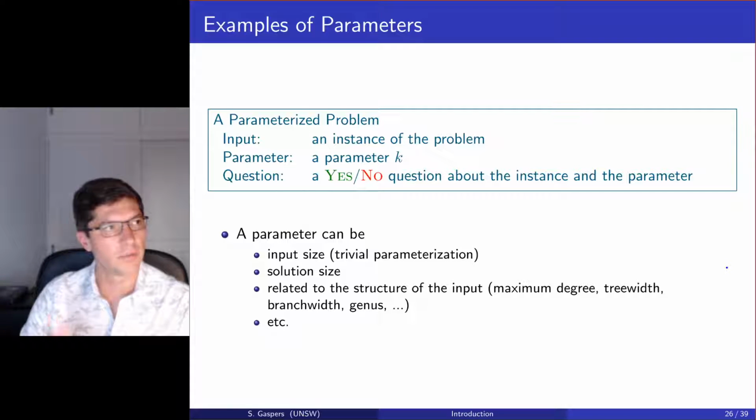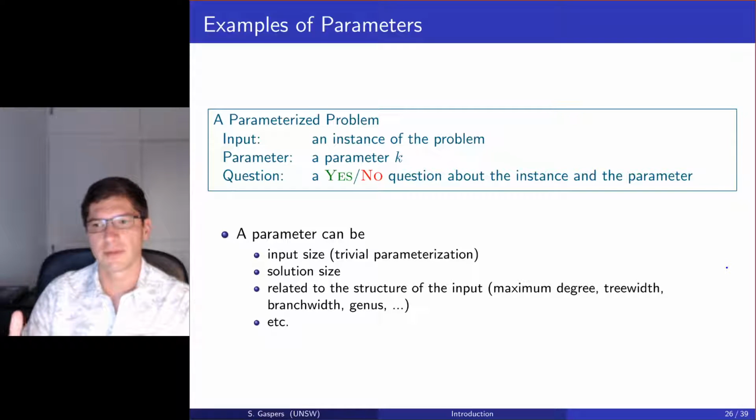Because for one problem, we could have many different parameters. So for vertex cover, we could have the parameter k, the size of the vertex cover we want to find. We could also have some other parameters, like the largest degree of the graph, or maybe the tree width of the graph.